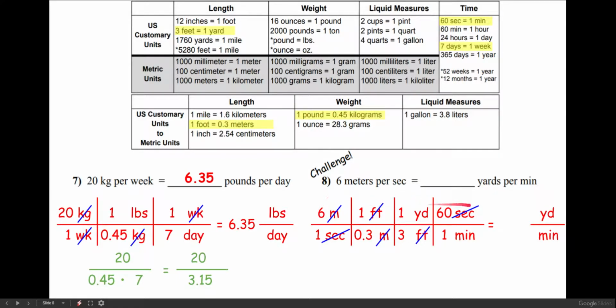We have 6, 1, 1, and 60. The only important numbers are 6 times 60, and the bottom numbers, the only important ones are 0.3 and 3, and then we have 1s left over. So see if you can do 6 times 60 divided by 0.3 divided by 3, or you may have to multiply the top first and then the bottom, and then do division there. Anyhow, once you work all that out, you should get 400 yards per minute as your answer.